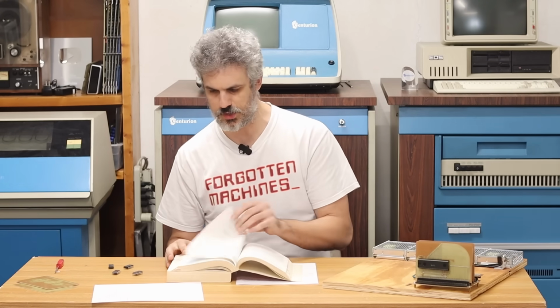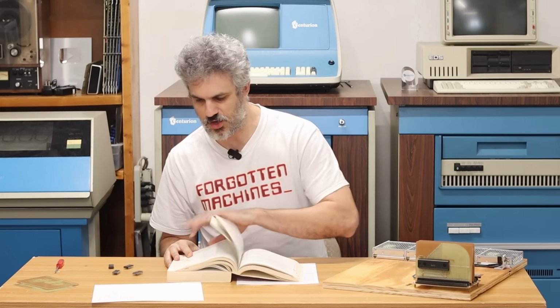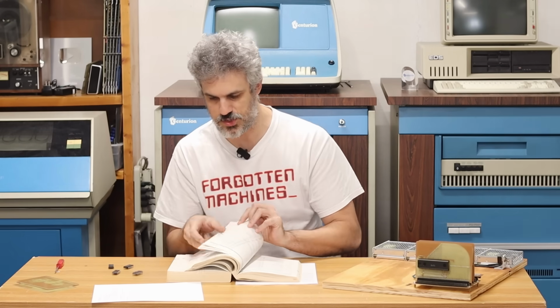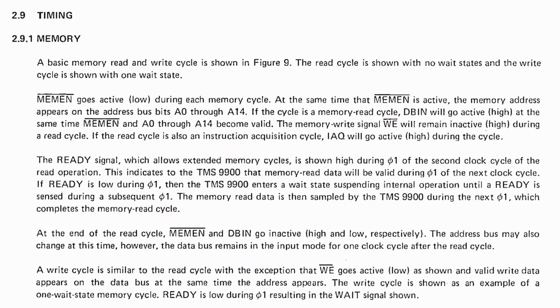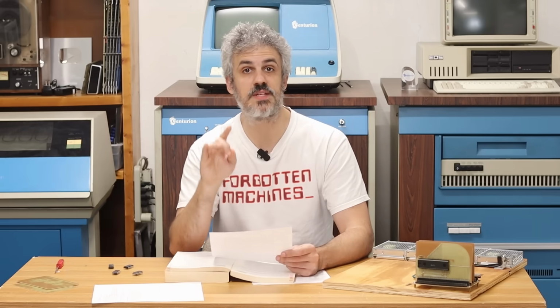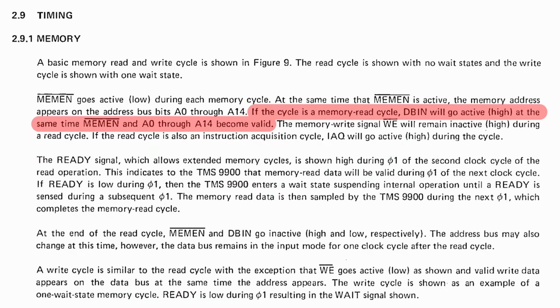Well, in our little book here, if we shuffle on along down to a much later page, when a basic read cycle is happening, mem enable goes active low during each memory cycle. At the same time that mem-n is active, the memory address appears on the address bus bits A0 through A14. So this is the point at which the ROMs need to start listening to that address bus. If the cycle is a memory read cycle, dbin will go active high. At the same time, mem-n and A0 through A14 become valid.